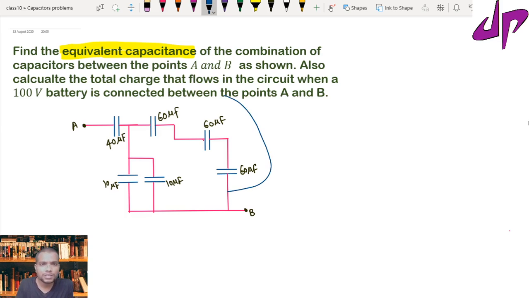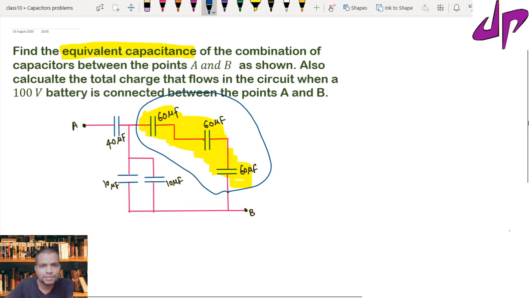Suppose if you see, these three capacitors, by observing, are in series. So I will find out the equivalent capacitance of these three capacitors, and I will replace them in the place of the three capacitors. Now the total circuit has 6 capacitors. After I replace that, it becomes 4. That is the easiest one. First we need to find out the equivalent capacitance.